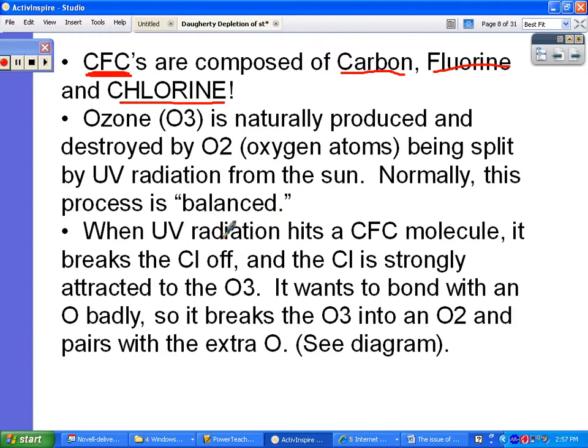However, when UV radiation comes in and hits a CFC molecule, it can break off the chlorine. And that's really bad news, because the chlorine is really, really strongly attracted to O3. It really wants to bond with a single oxygen. So that Cl is going to find an oxygen in the O3 and bind to it. When that happens, it's going to turn O3 back into an O2, and the Cl is going to pair with the oxygen. So let me show you what that looks like.